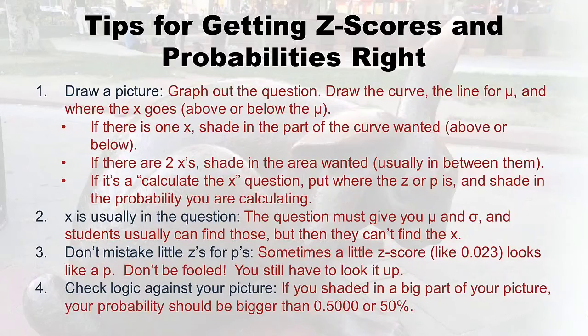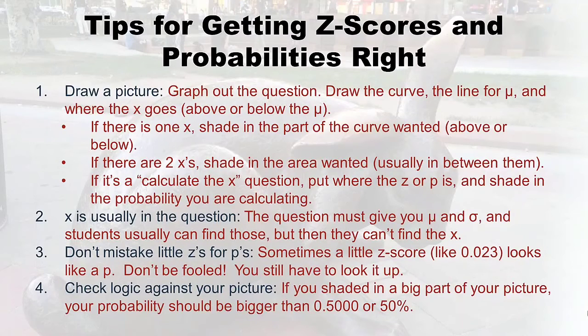If there are two x's, then shade in the area wanted, which is usually in between them. If it's a calculate the x question, put where the z or the p is. So if it was like the top 7%, you could shade in the top little part of the curve. If it was the bottom 3%, you could shade in the bottom little part of the curve. So make this picture and do it at the beginning.